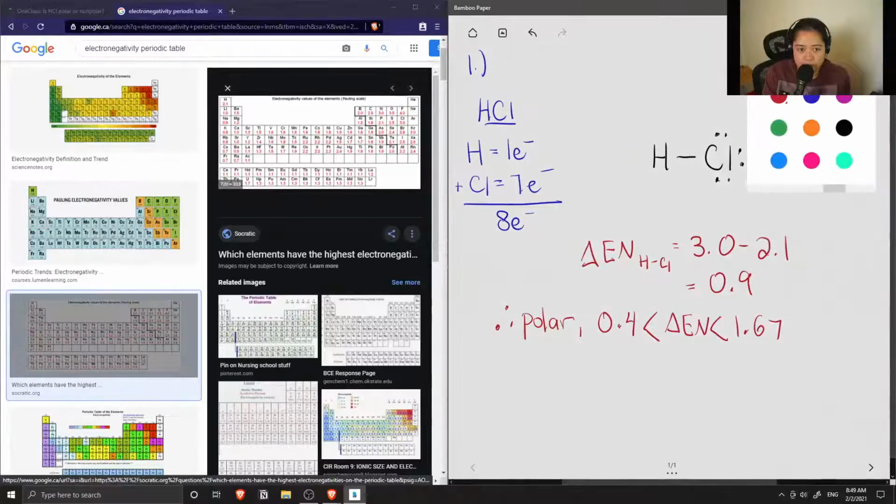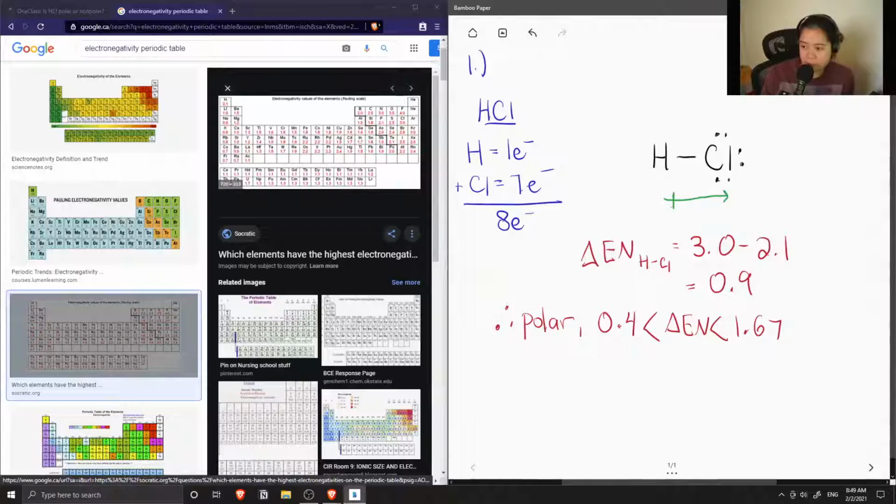So on our Lewis structure, we can show a dipole moment that goes towards our chlorine like so. And it is this difference in electronegativity that makes our compound polar. So this is because our hydrogen has a partially positive side and our chlorine has a partially negative side. So this makes our molecule polar because we have a non-zero net dipole moment.